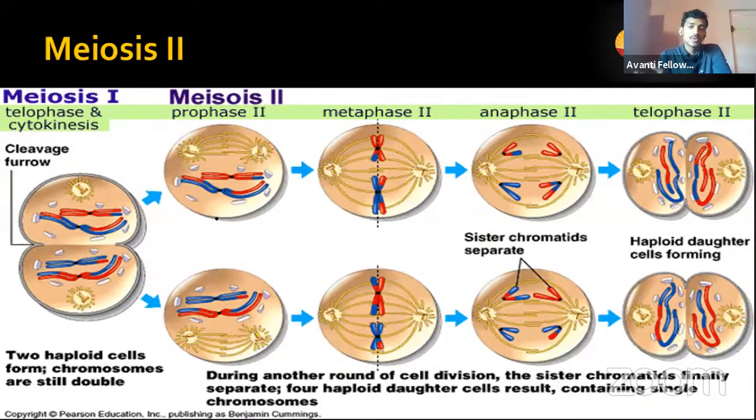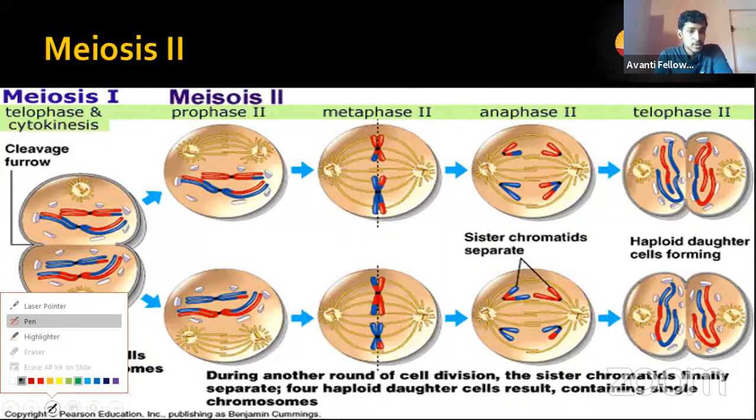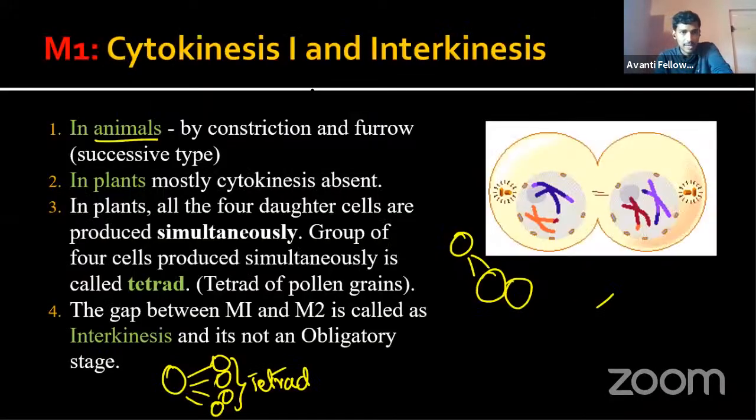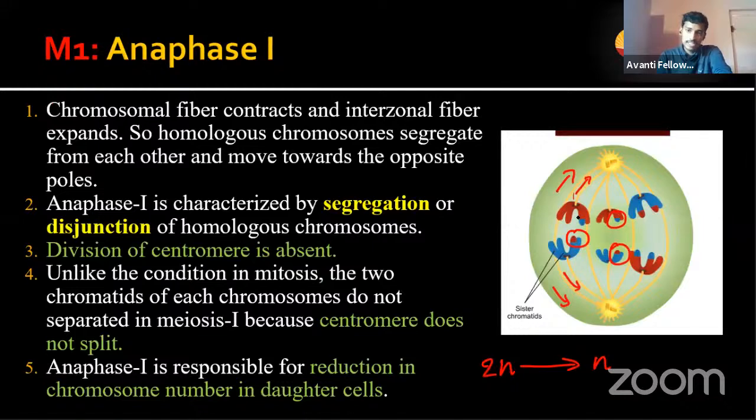So what is happening in meiosis 2? In meiosis 2, exactly the same procedure is happening, but in a quicker way. Anaphase, one more time, I will go back. Anaphase is simple. Don't get confused by all these wordings. I added all these things only for your reference.